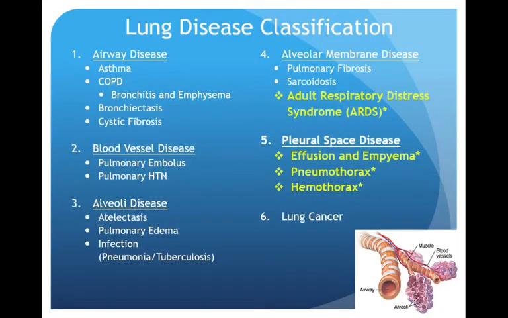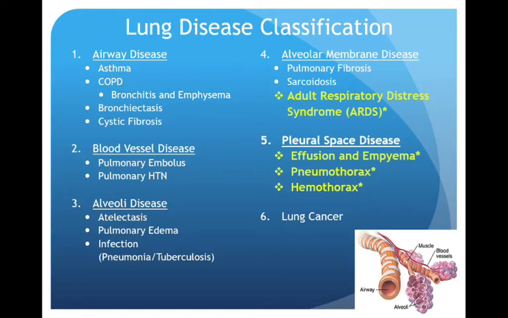So what we're going to do is I'm going to allow you to go through the slides for the airway disease, the blood vessel disease, and the alveoli disease, because that is all a review of block two. But I do split the diseases up into where the problems are. If the problems are in the airway, you have asthma, COPD, bronchiectasis, or cystic fibrosis.